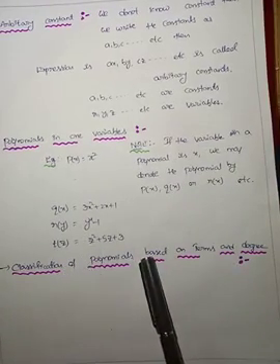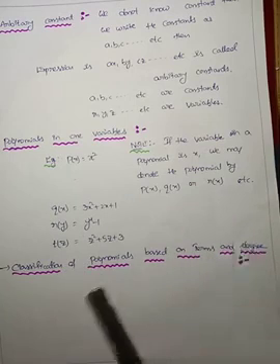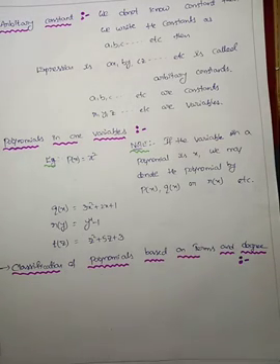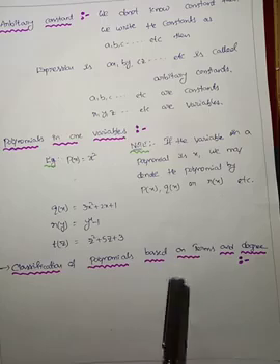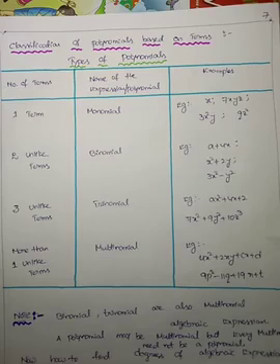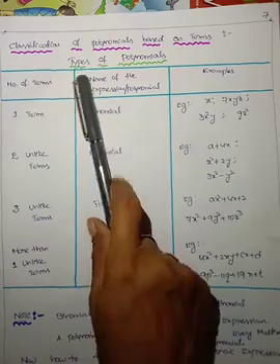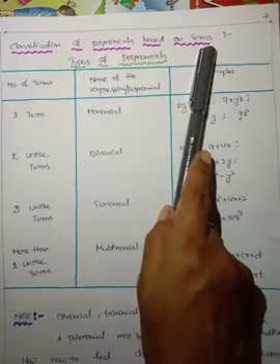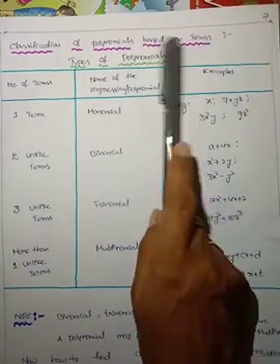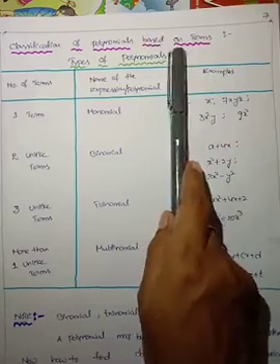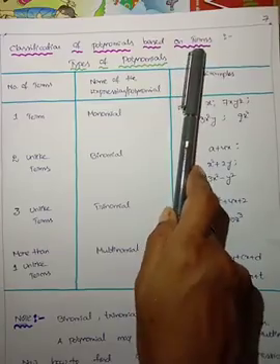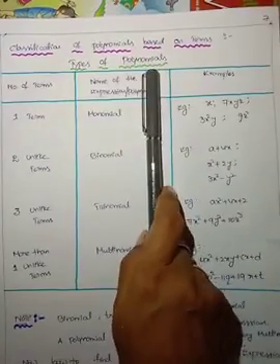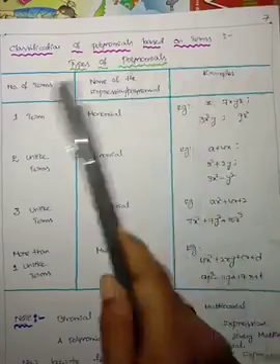Classification of polynomials based on terms and degrees. Now we have to discuss the classification. Polynomials have different types of classification that are based on terms and degrees. First we take classification of polynomials based on terms. Types of polynomials based on terms.